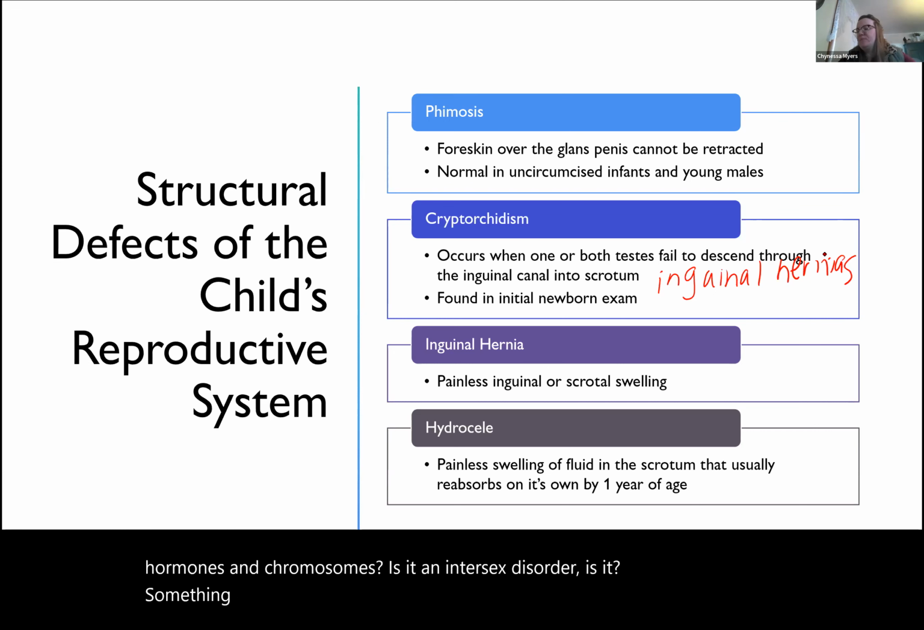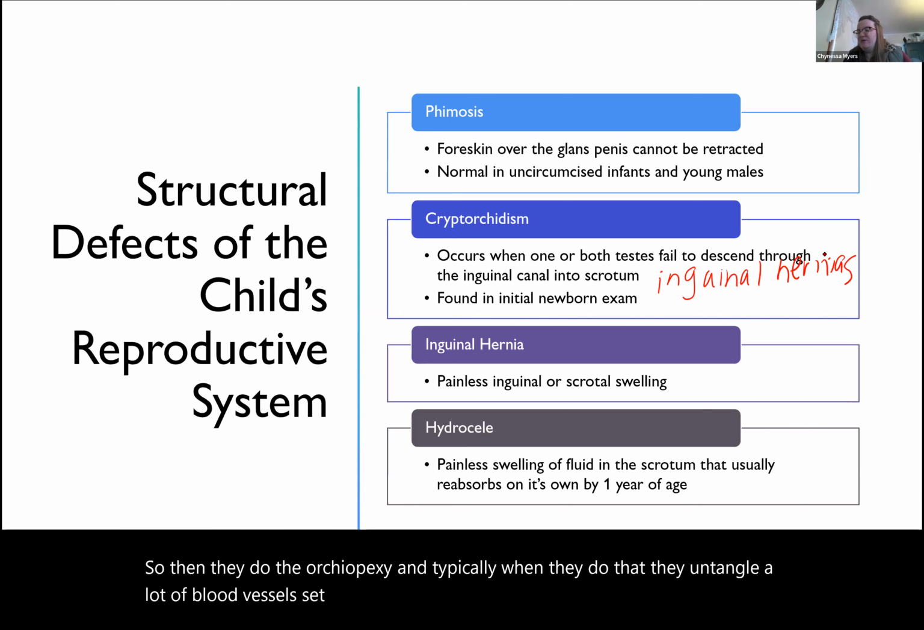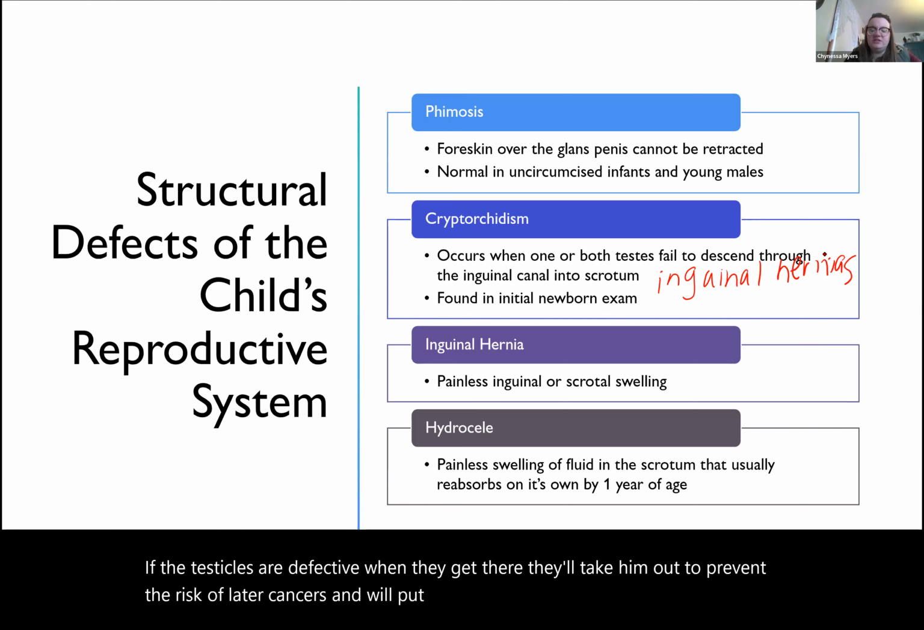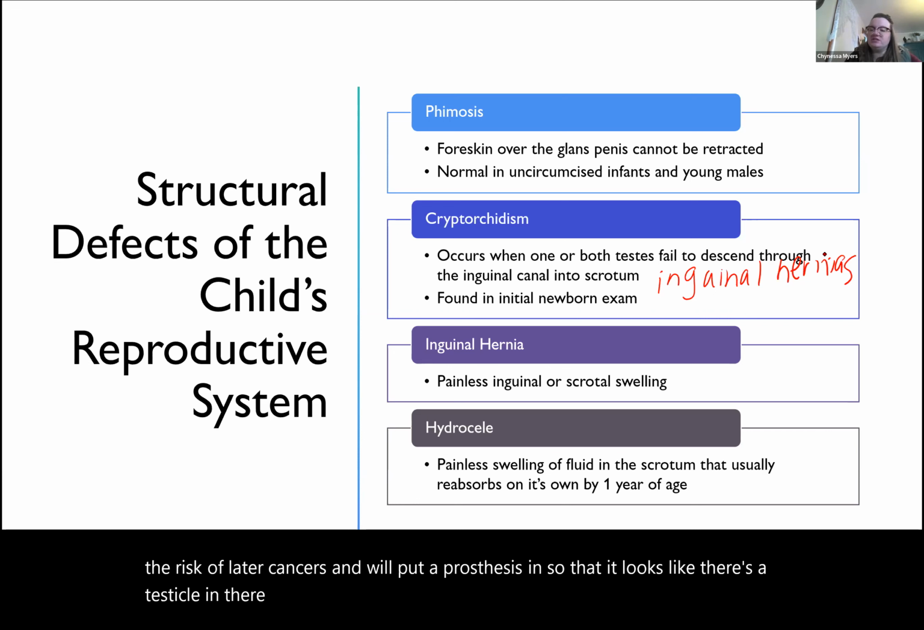Make sense? So then they do the orchiopexy, and typically when they do that, they untangle a lot of blood vessels so that the testicles can come into the scrotum, okay? If the testicles are defective when they get there, they'll take them out to prevent the risk of later cancers, and they'll put a prosthesis in so that it looks like there's a testicle in there but there's not actually a functioning testicle in there.